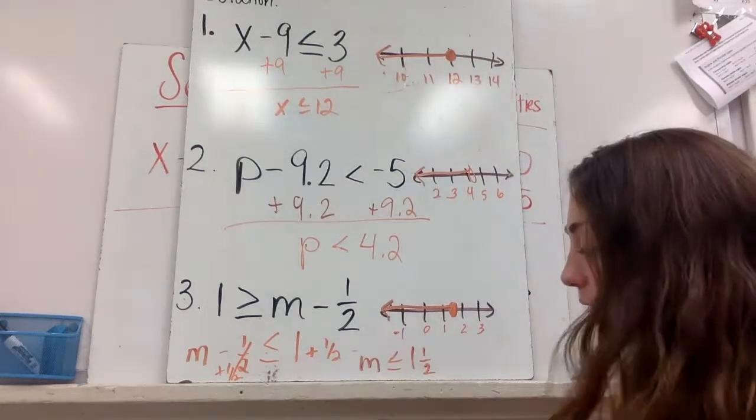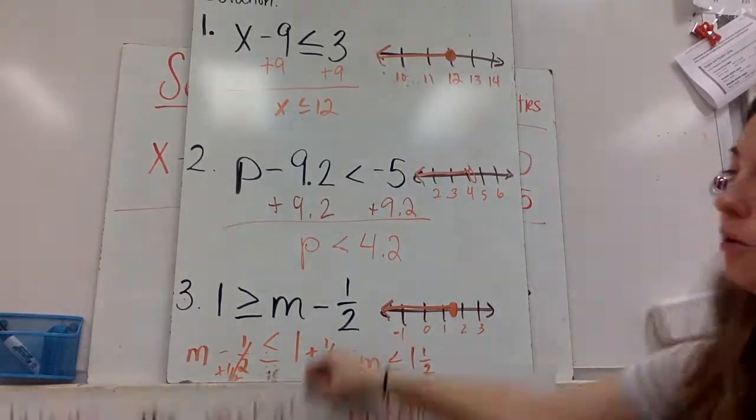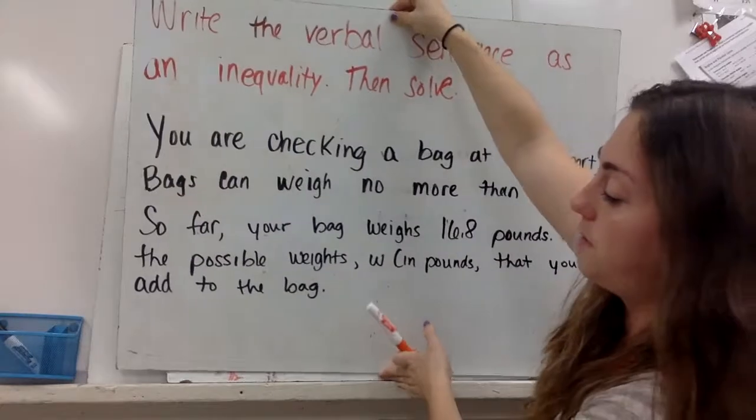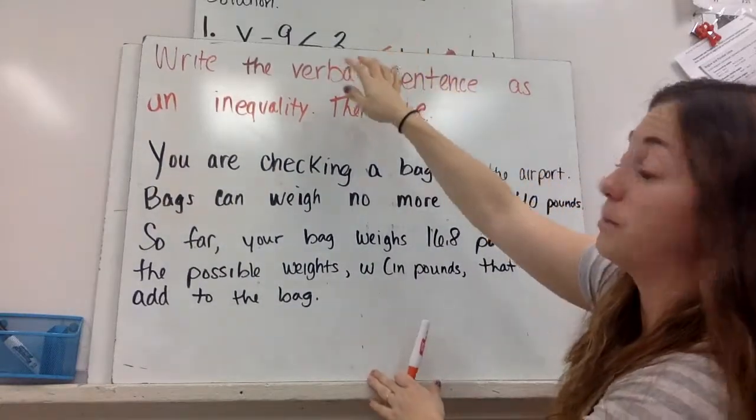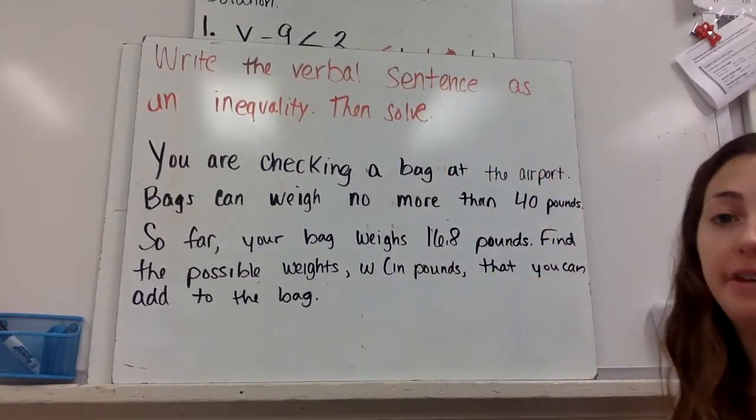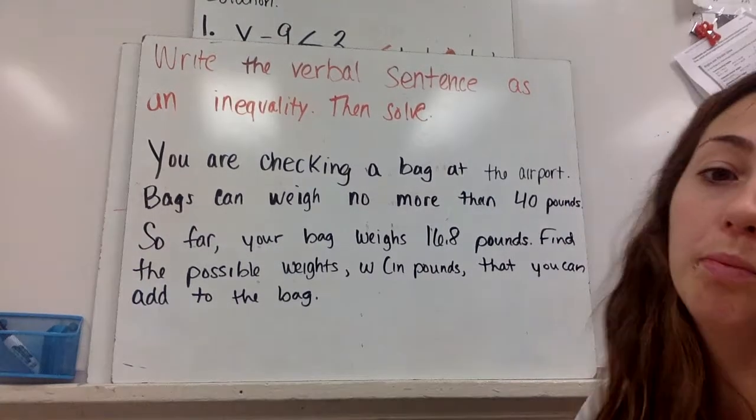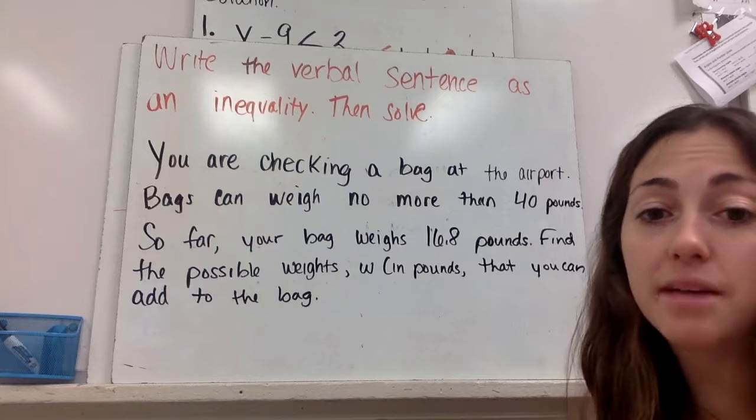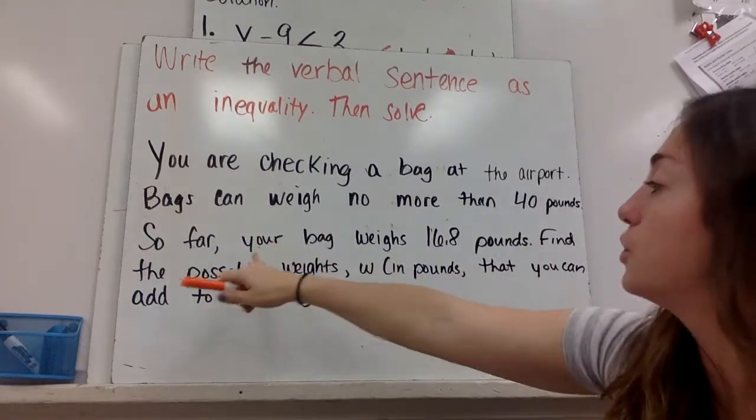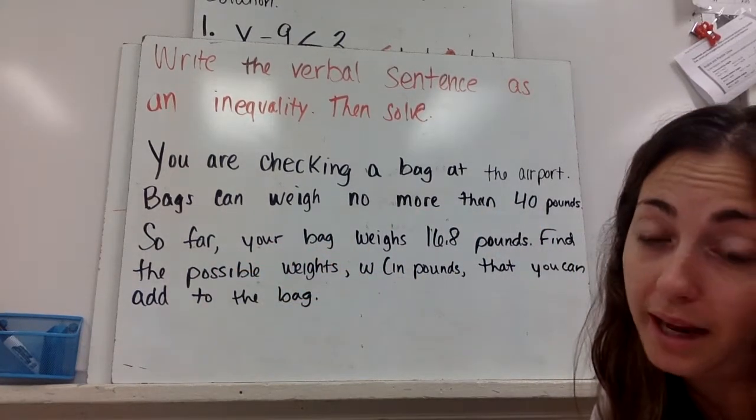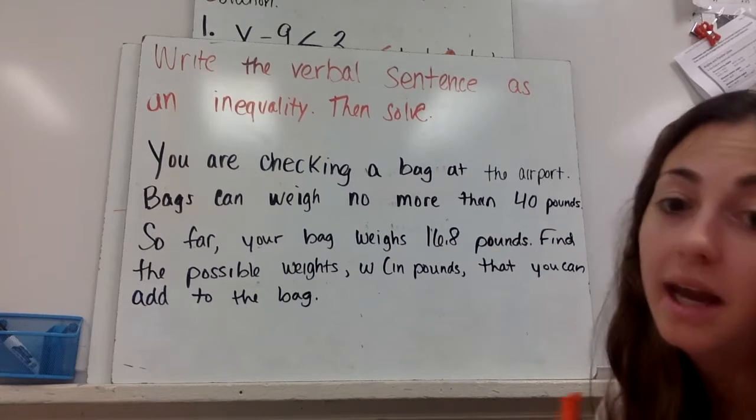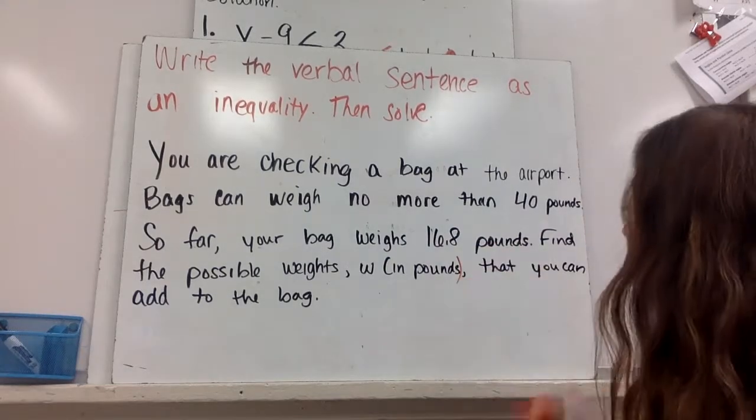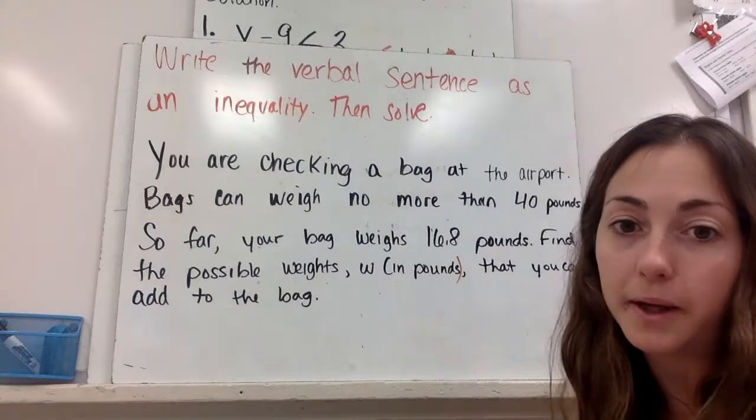Get this down, pause it whenever you need to. Sometimes we have to write verbal sentences and turn them into inequalities and then solve those inequalities. So we have here, you're checking a bag at the airport. This is real life. Going on vacation. How nice. Bags can weigh no more than 40 pounds. So far, your bag weighs 16.8 pounds. Find the possible weights in pounds that you can add to the bag.